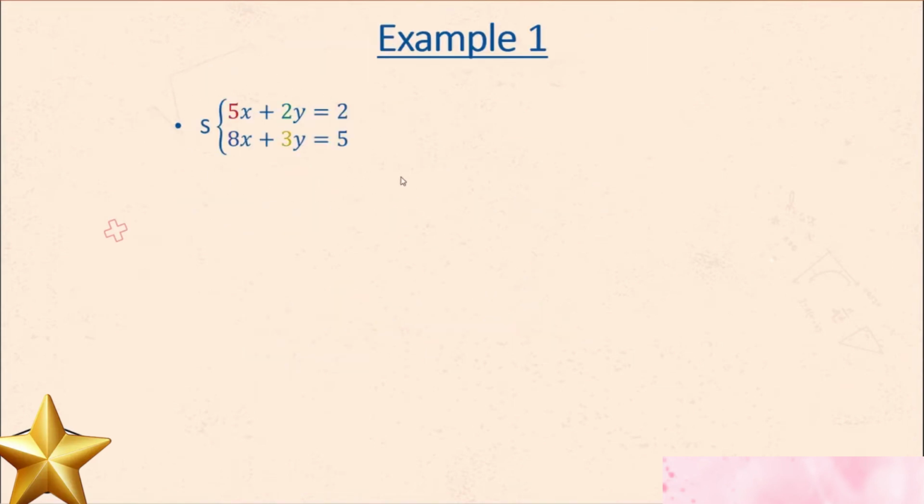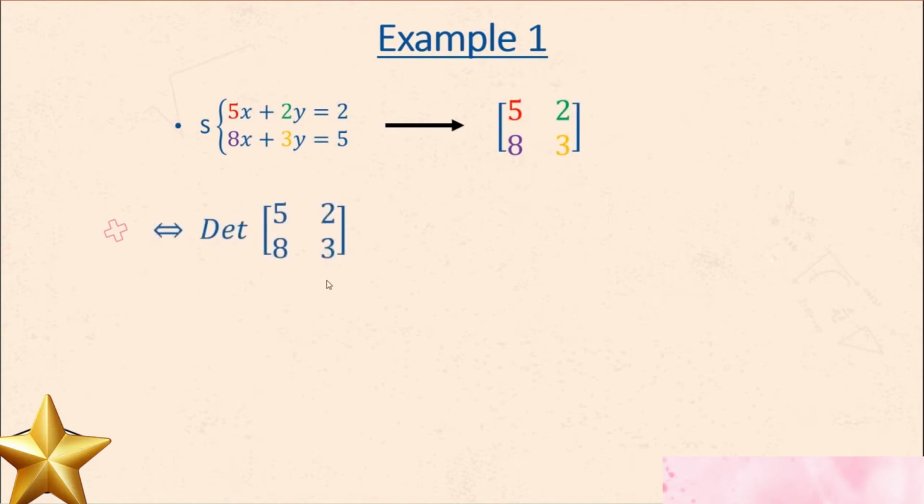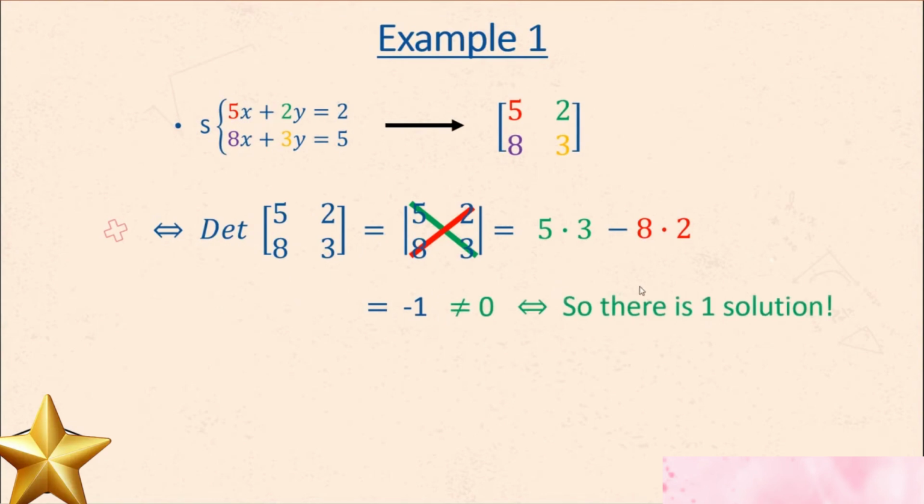The first step is to put these coefficients of our variables x and y into a matrix. Then the determinant of this matrix, which can be denoted with these straight lines, is given by the multiplication of the elements on the green line, so 5 times 3, and we subtract the multiplication of the elements on our red line, which is 8 times 2. Then all there is to it is to simplify this, so we have 15 minus 16, which is equal to -1. And we know that if the determinant is not equal to 0, then there is one solution.